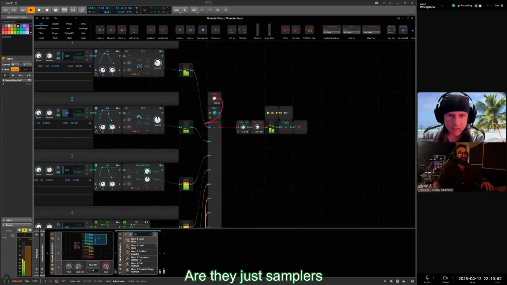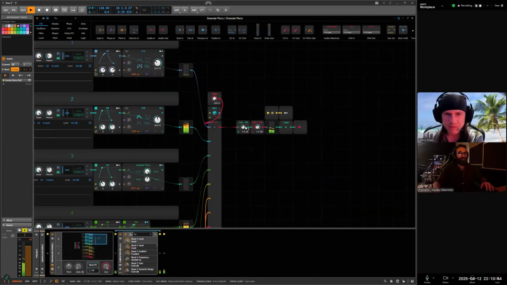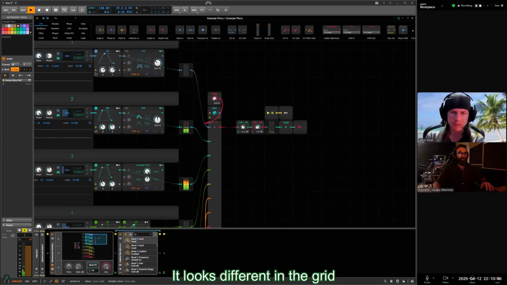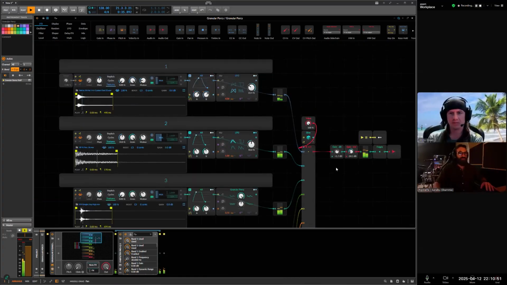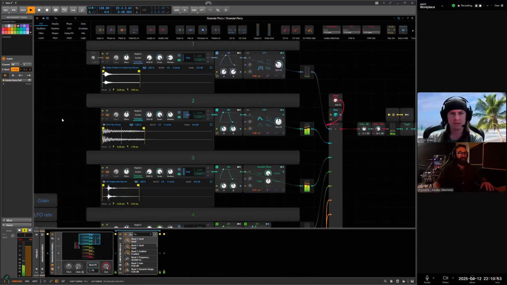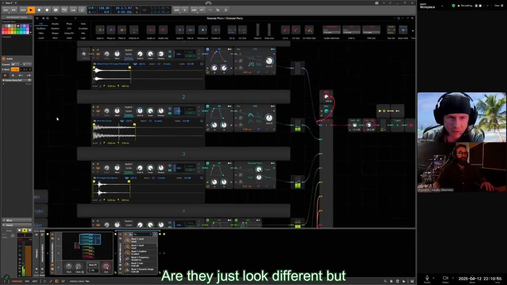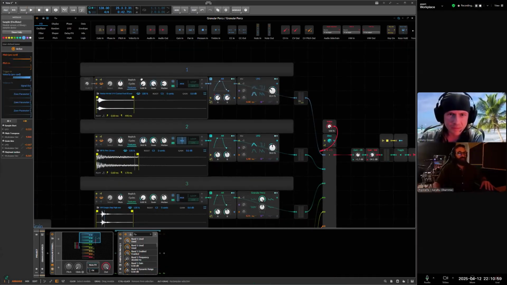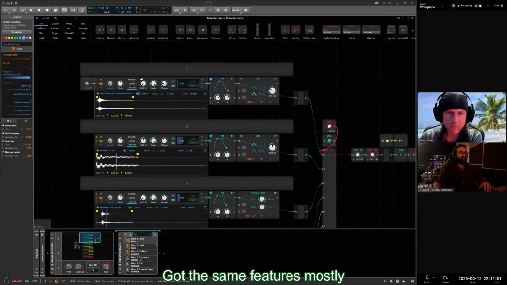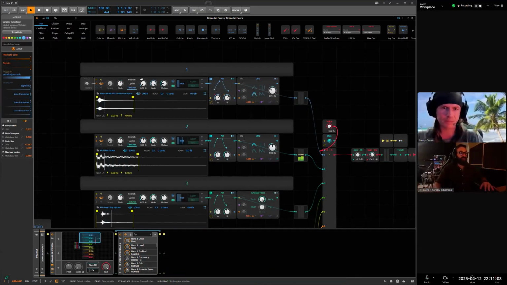Are they just samplers? Yeah. It looks different in the grid. I've never opened a sample. I didn't know you could. Oh, right. Are they different? They just look different, but they're the same? They are the same, but they just look slightly different. Got the same features, mostly.